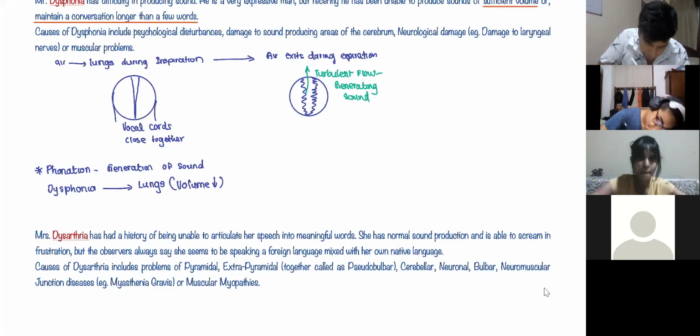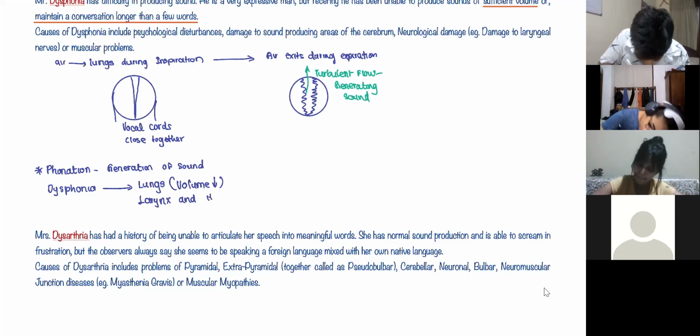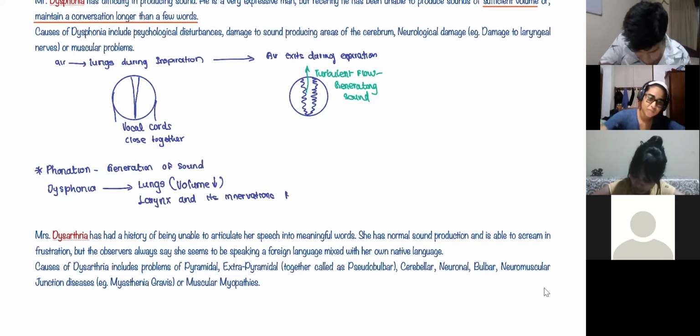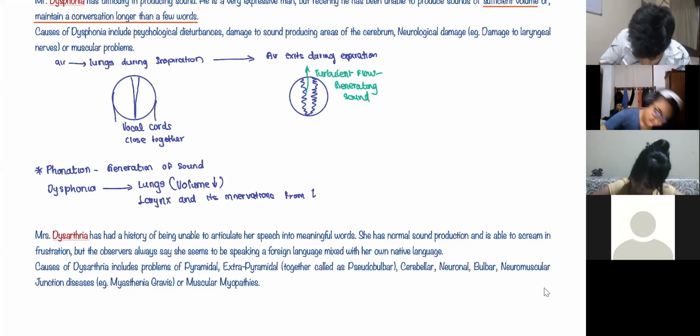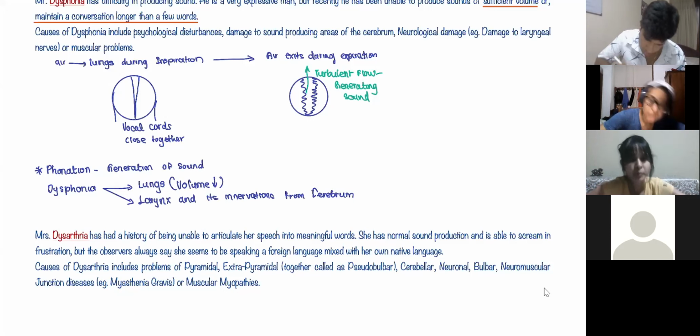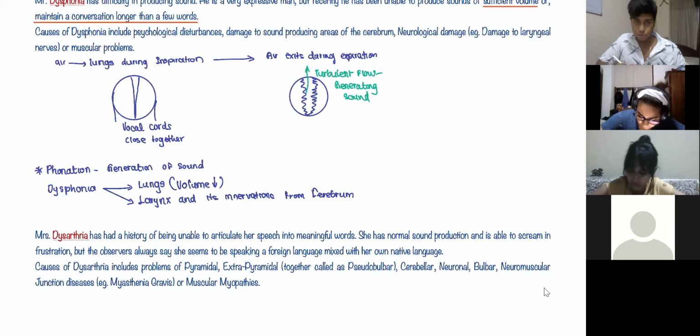Then it could be a problem in the larynx and its innervation. Here's where the problems are. The first problem is production of sound. The next problem is converting that sound into meaningful words.